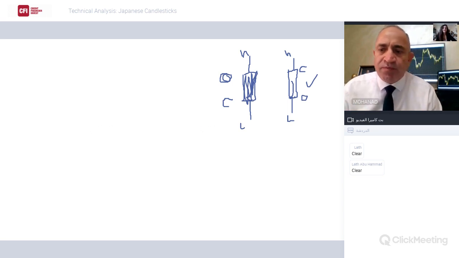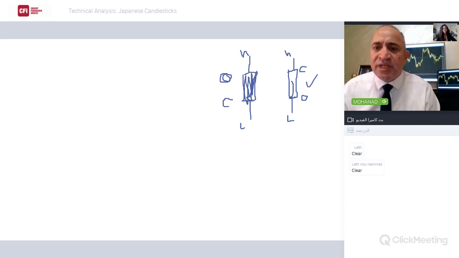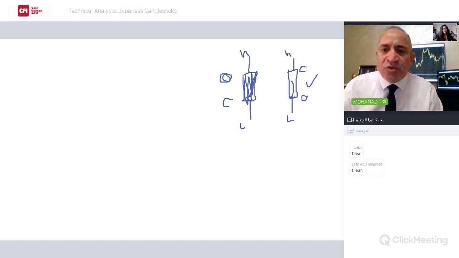Some people use red and green, so it's the same. The red candle is the black candle. Yes, you can choose any type of colors, Reem, as you like. Some people use the red and green candle, others use the black and white candle. But we have to differentiate between them to know when we have a buying pressure and when we have a selling pressure.